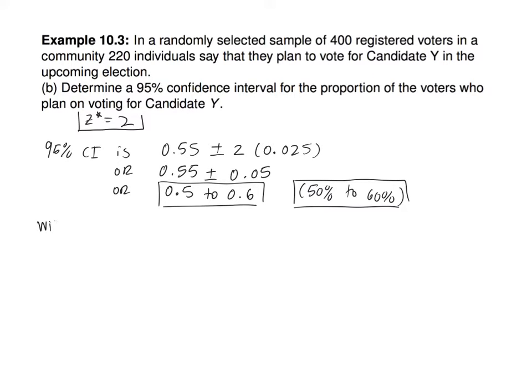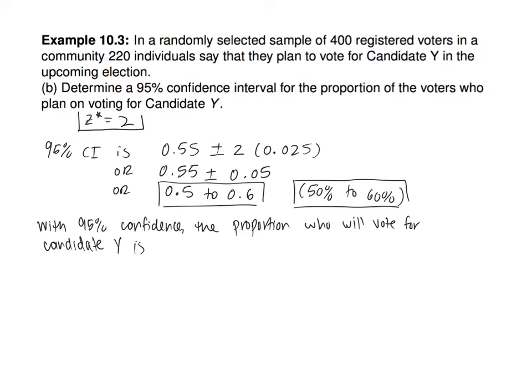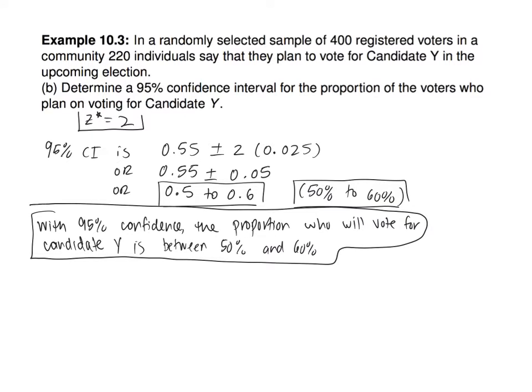So let's interpret: with 95% confidence, the proportion who will vote for candidate Y is between 50% and 60%. Okay.